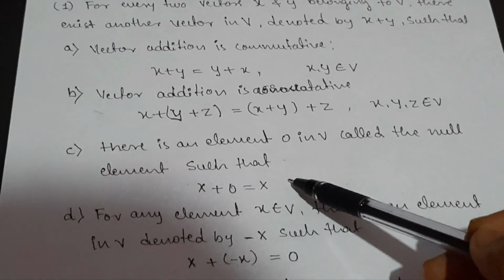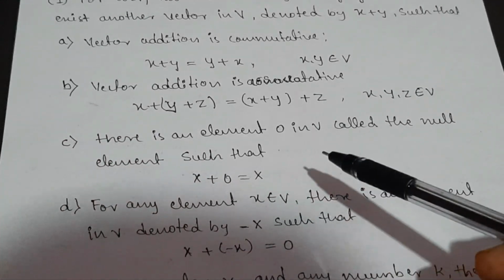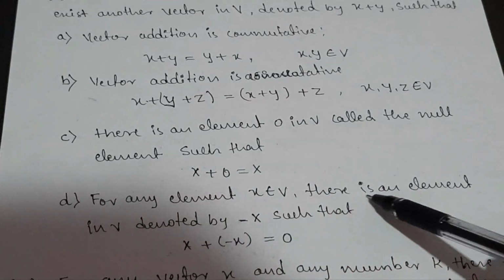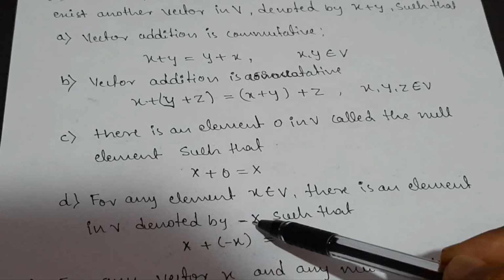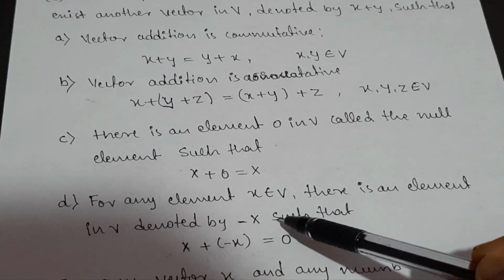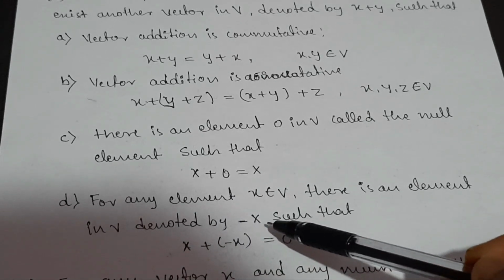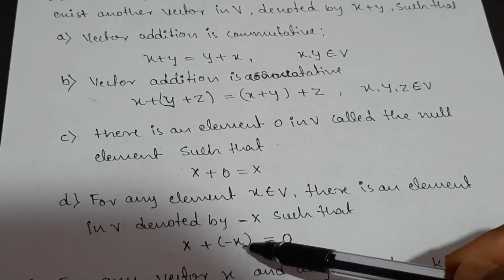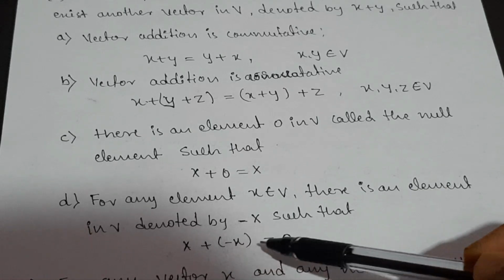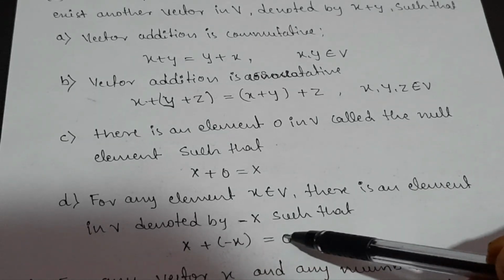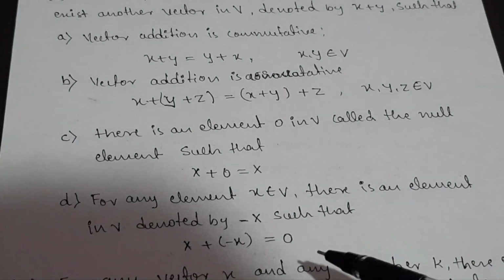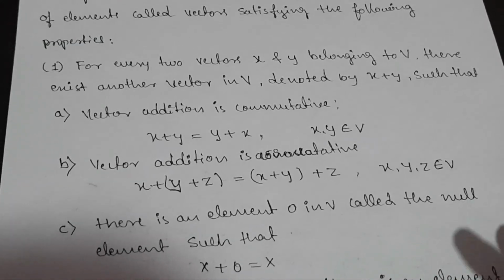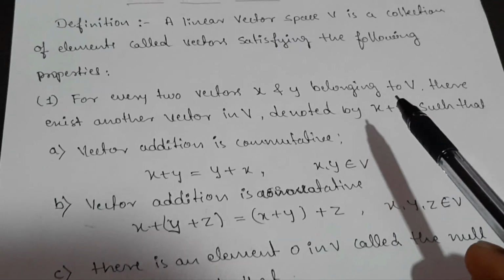Fourth rule: for any element x belonging to vector space V, there is an element in V denoted by minus x, which follows the inverse rule. So x has its inverse minus x, and if we add these two, we get 0, that is the null vector. These are all the rules satisfying vector addition.